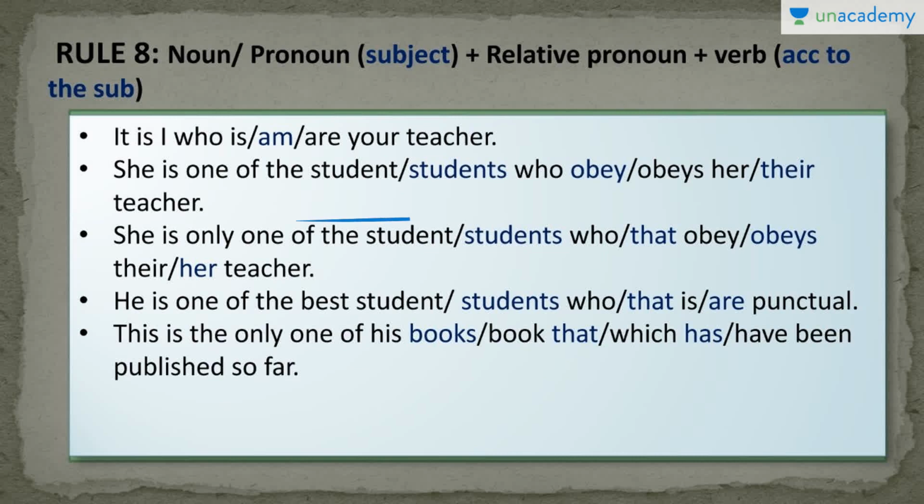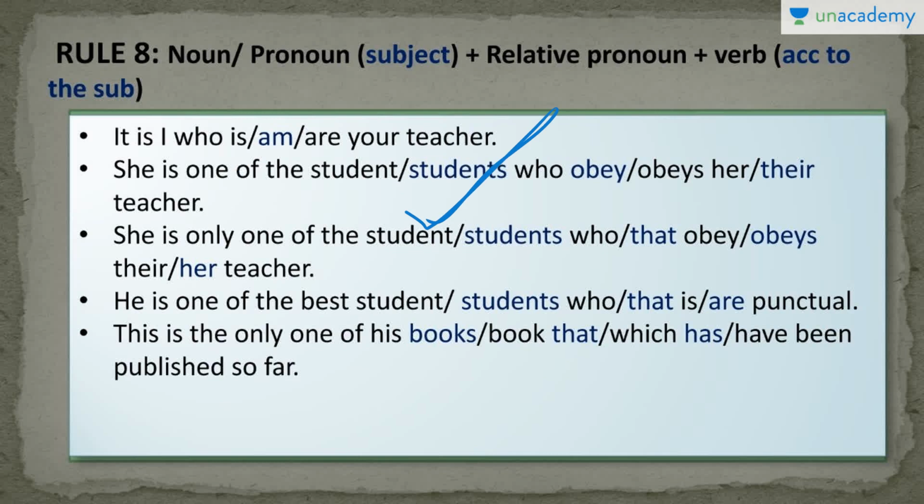Next, she is one of the student or students who obey or obeys her or their teacher. Now here there are two rules which are combined. First of all, you can see the rule that we have studied in rule number 7, that after one, if there is of as a preposition and then the article the, after that the noun has to be plural. So after one of the, the noun has to be plural, so I would choose students. So the first half would be, she is one of the students, right?